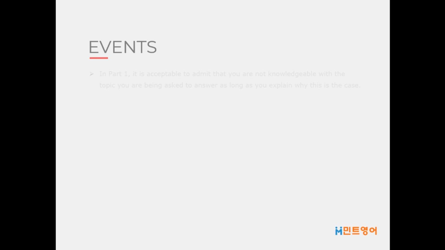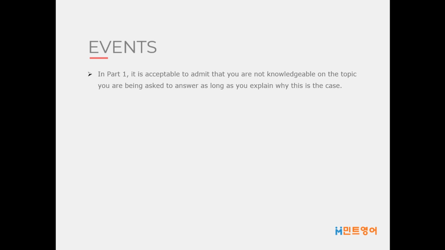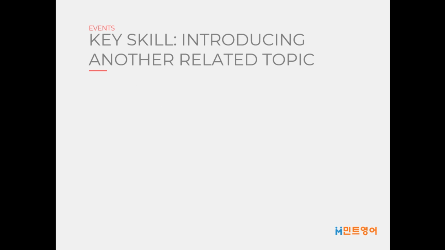In a previous lesson in part 1, it was mentioned that it is acceptable to admit you're not knowledgeable on a topic you're being asked to answer, as long as you explain why this is the case. However, the same cannot be done in part 2, in which you'll be given 2 minutes to talk about a specific topic. If you encounter a topic in part 2 that you're unfamiliar with, there are 2 ways to solve your problem. These solutions are the key skills in this lesson.